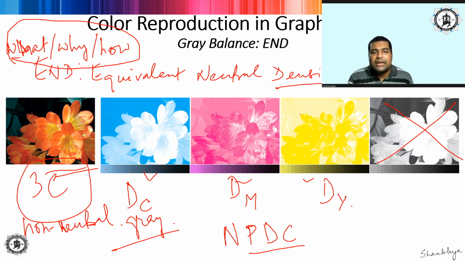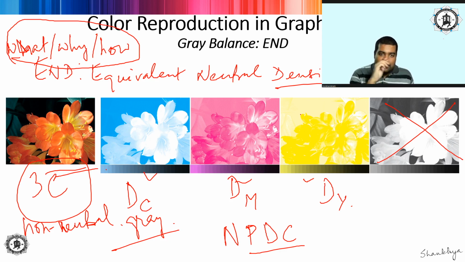There are actually multiple techniques to find out the ENDs, but the technique that we are using is very similar to the one that we had seen earlier for obtaining the optimal tone reproduction dot percentages. So our goal here is to find out the optimal dot percentages of the cyan, magenta and yellow inks for which we are going to get a combination density of the gray such that the gray is neutral in nature, ensuring gray balance occurs.